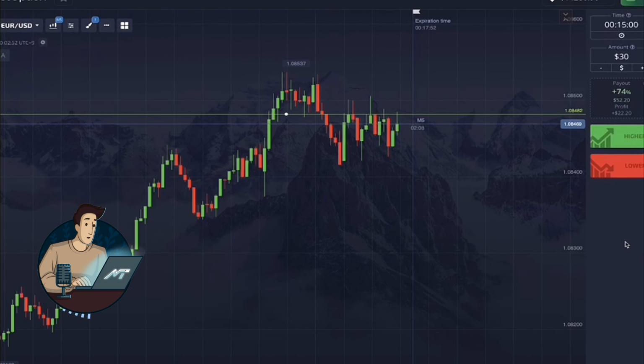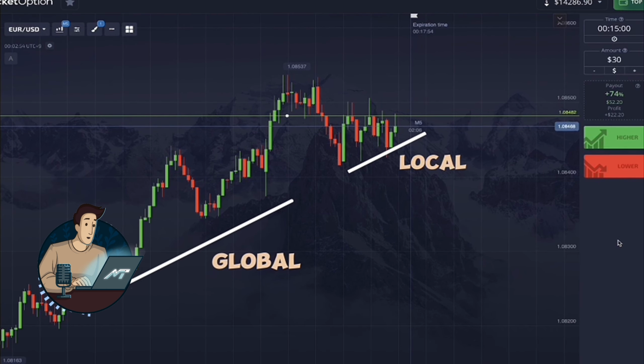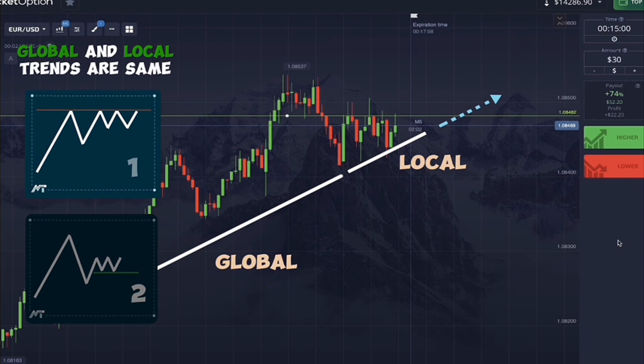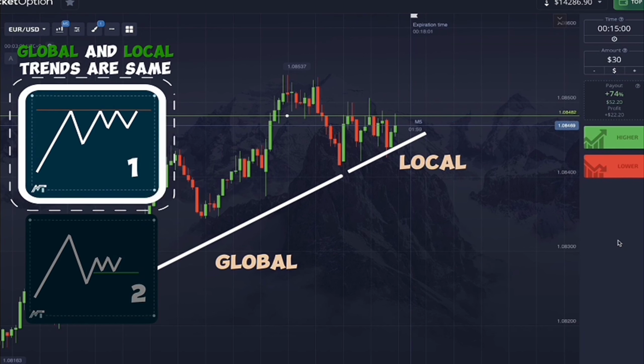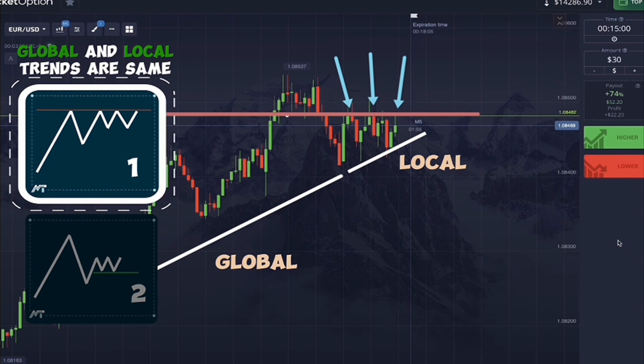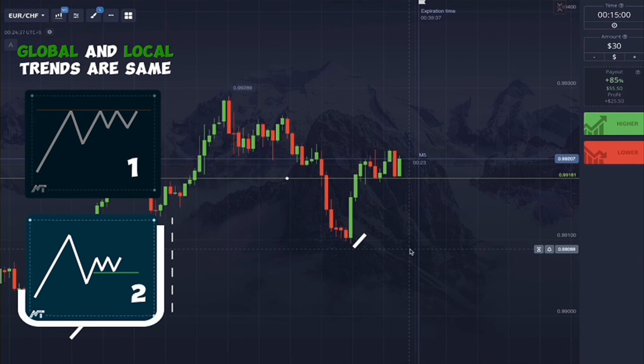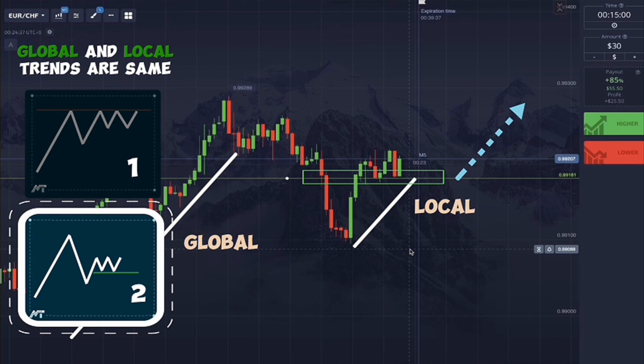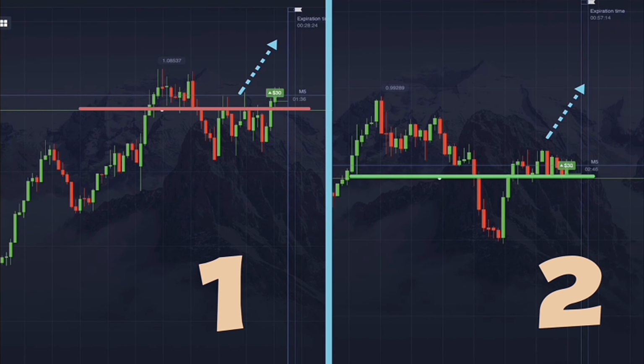Scenario 1. The local and global trends are both directed upwards. And there are two distinct situations here. The market meets the resistance. So something prevents the price from going further up. And here, the market is trying to break the level of support. What I expect to happen here is for the market to break the resistance and bounce off support.